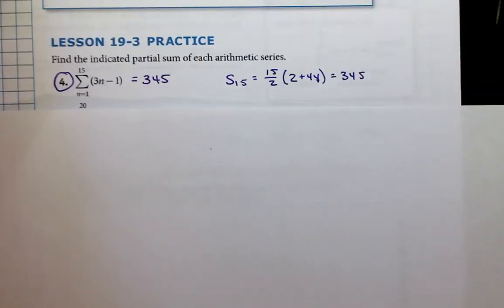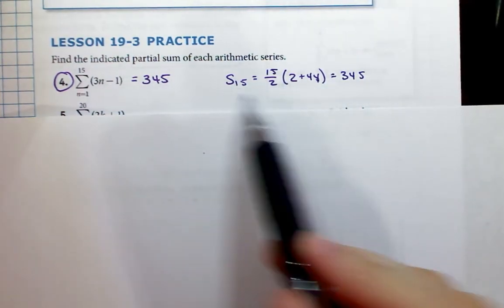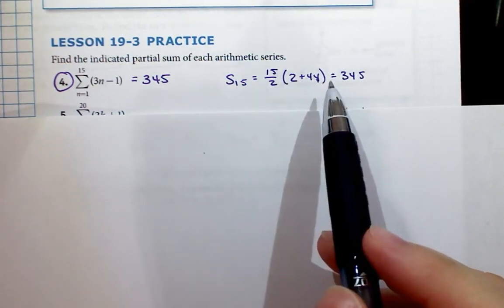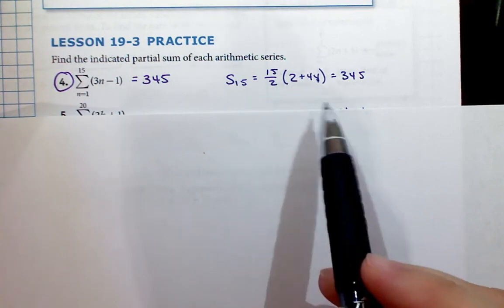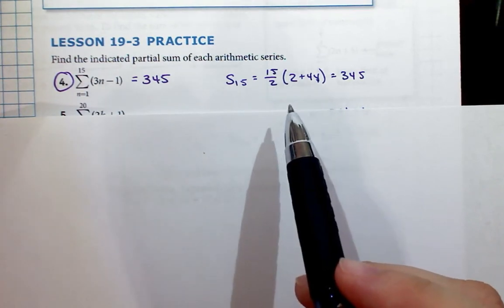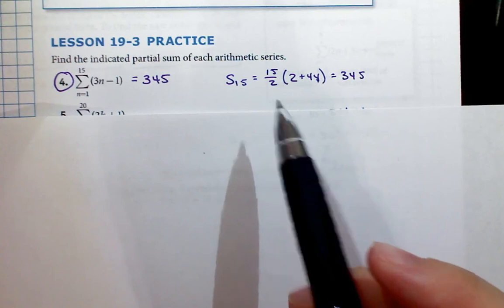All right, the answer to number 4 is 345. So this one was pretty straightforward as you were starting at the first term and counting up to the 15th term, which makes using our formula very efficient. So 15 over 2 and then 2 plus 44. When you multiply that all out, you should get 345. And hopefully, if you have a graphing calculator, you did check this, okay?